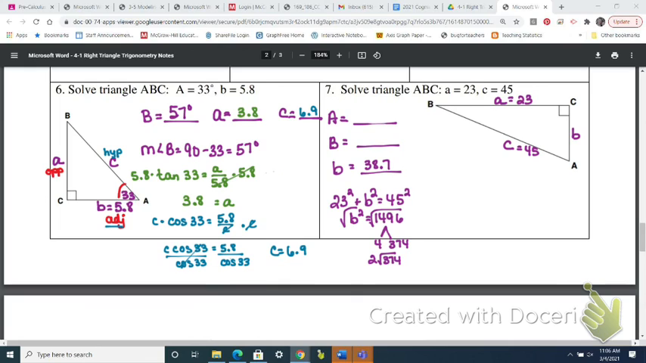Next, again, I am going to use what I know. So I am going to first find angle B. So with respect to B, this is my adjacent, and this is my hypotenuse. That means I need to use cosine. So it's cosine of B equals 23 over 45. So to find B, I do second cosine of 23 over 45. I will get 59.3 degrees.